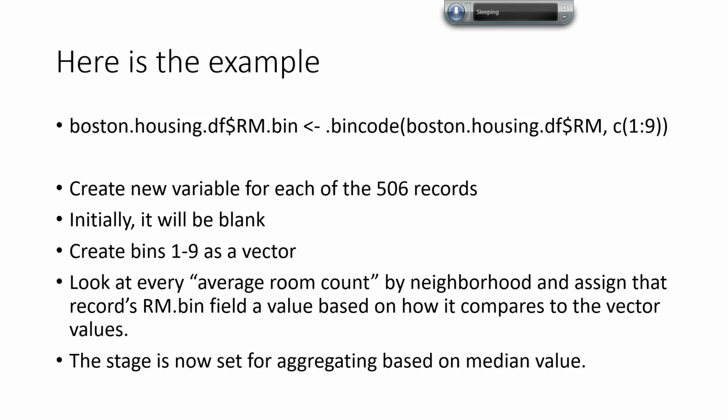What bincode is going to do is strip off those decimal places, take the integer that's left, the one to the left side of the decimal, and drop that value into rm.bin for each of the 506 records that we have. Okay. That allows us to take a continuous value, like average number of rooms, and turn it into a categorical variable.